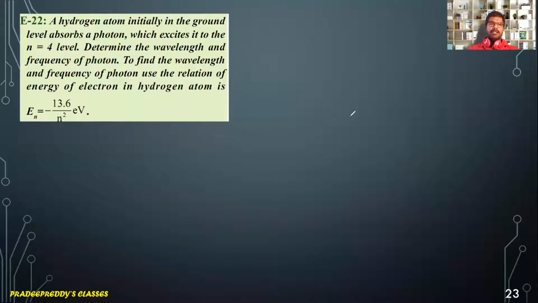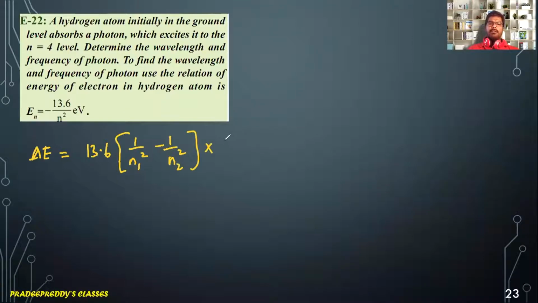The hydrogen atom, initially it is in the ground state. It is absorbing a photon which excites it to n is equal to fourth level. So therefore, energy difference delta E can be written as 13.6 into 1 by n1 square minus 1 by n2 square into electron volt. I will write it as 1.6 into 10 power minus 19 joule. That is in joule. So n1 is, however, ground state. n1 will be equal to 1 and n2 will be equal to 4.